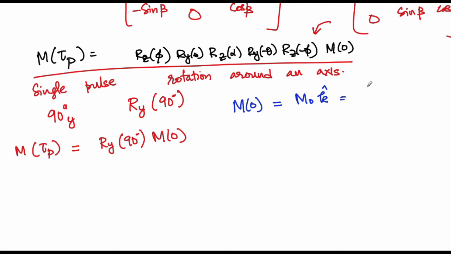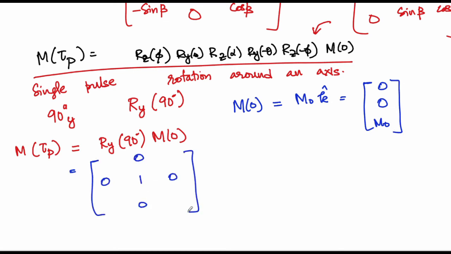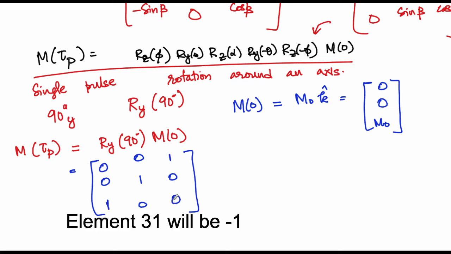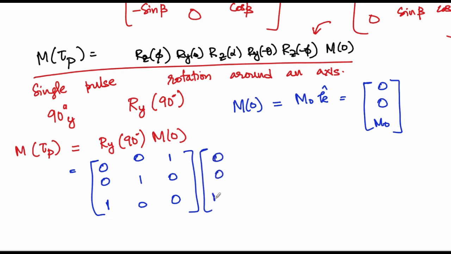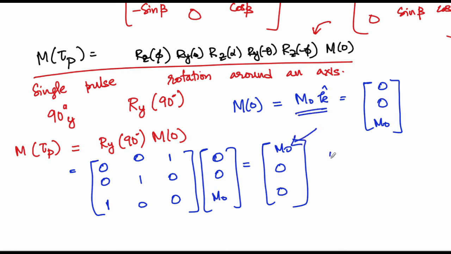So how will this be written in the matrix form? It will be written as 0, 0, m naught. So you're going to have y rotation. And then sine of 90, that will be 1. Here you have sine of 90 and cos. So multiplied by 0, 0, m naught would give you first element would be m naught, second element would be 0, third element would also be 0. So this indicates if you started along the z-axis, you would end up along the x-axis. This is nothing but counterclockwise rotation from the axis along y.